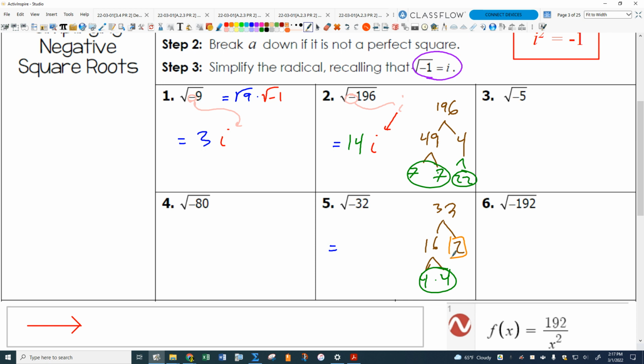Right, so we're going to get a 4 times the square root of 2, and then we're going to get this i. Okay, that's our answer.